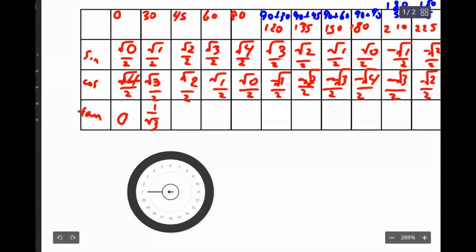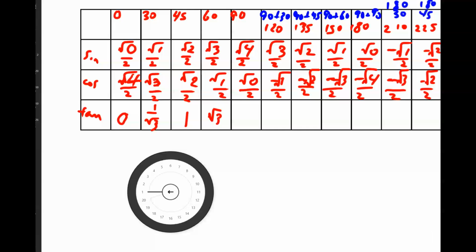Square root of 2 divided by square root of 2 is 1. Square root of 3 divided by 1. And do you see I'm just ignoring the denominators because the denominators cancel out, right? So square root of 3 over 2 divided by square root of 1 over 2 is square root of 3 over square root of 1, which is just square root of 3, right?